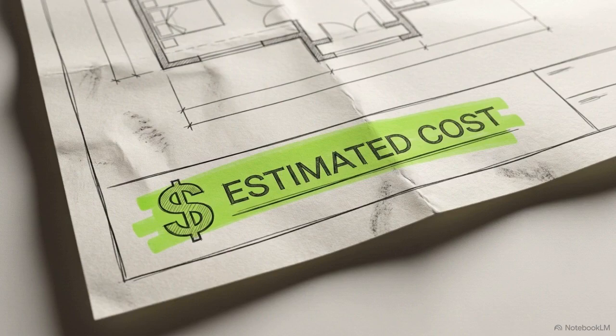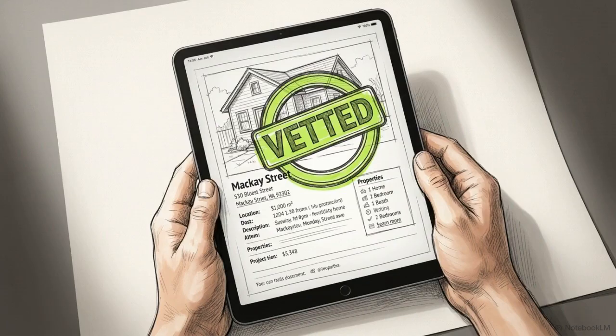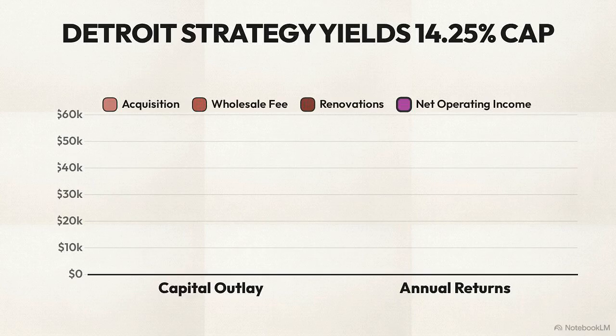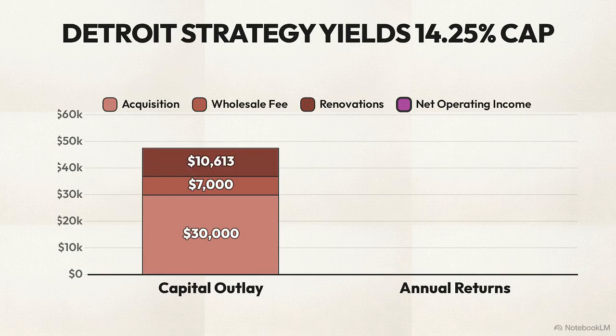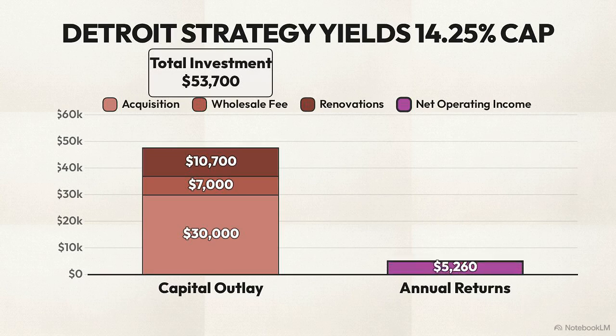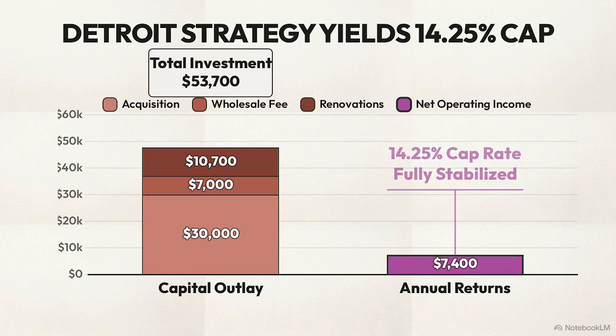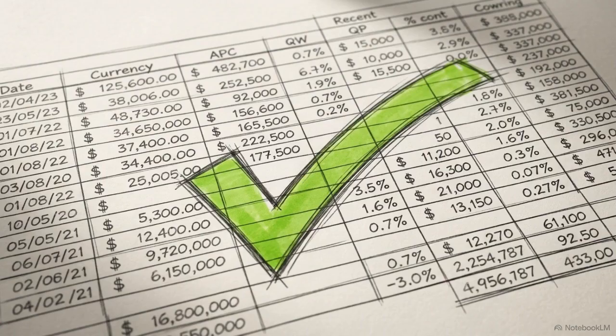Step 5 brings us to the capital strategy, where you calculate the return on investment for one single operating unit. Let's look at the math on a real-world example, a vetted single-family property on Mackay Street in Detroit. This chart breaks down the Mackay Street outlay: a $30,000 acquisition, $7,000 wholesale fee, and $10,700 for renovations. Total investment, $53,700. Once stabilized, it generates $7,400 in annual net operating income, yielding a 14.25% cap rate.